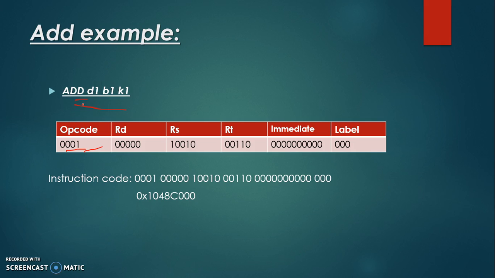So now let us consider an add example. From the previous slide we have seen the opcodes for each of them. So the opcode for add is 0001. The corresponding opcode for each register is stored. Since it does not have an immediate value, we give it zeros, and no labels, again zeros. So my instruction code for add D1, B1 and K1 is the following, and its corresponding value in hex is this.